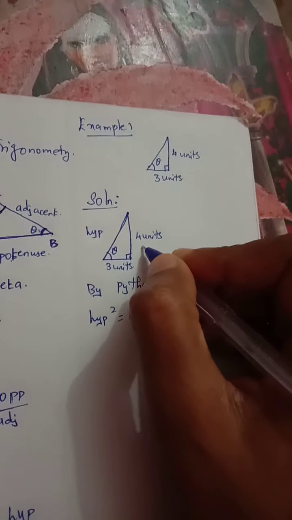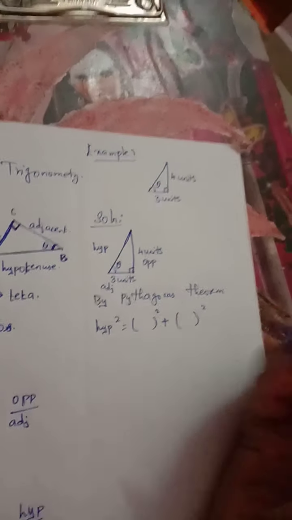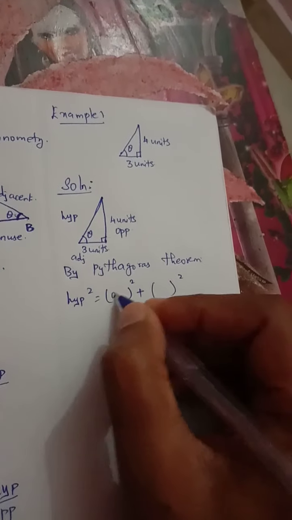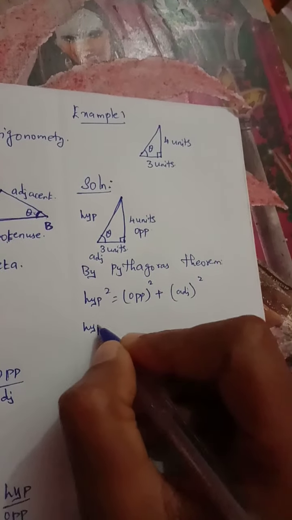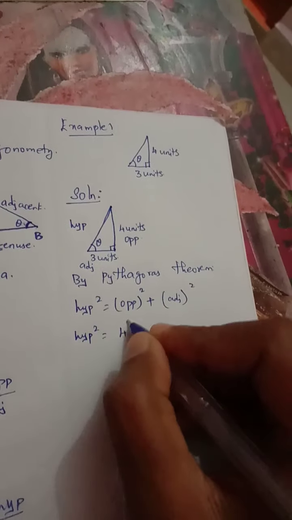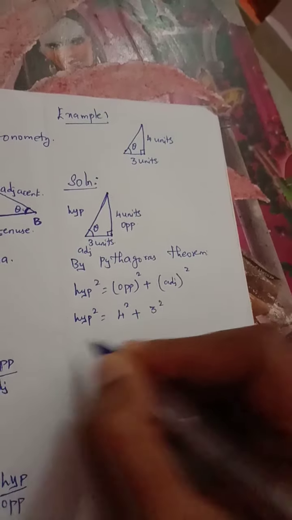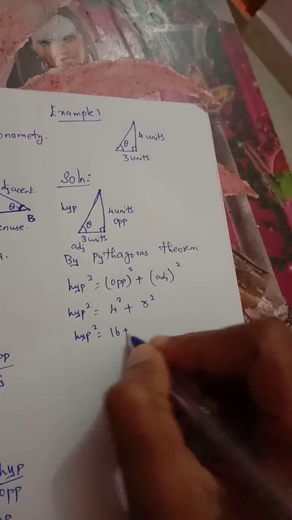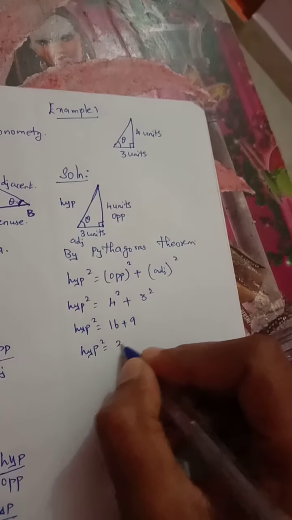The side opposite to the angle is the opposite, and the third one is the adjacent side. The hypotenuse is what we want to find, and the other two sides are opposite and adjacent. Hypotenuse square is equal to opposite square, 4 units so 4 square, plus adjacent square, 3 units so 3 square. So hypotenuse square is 16 plus 9, which is 25.